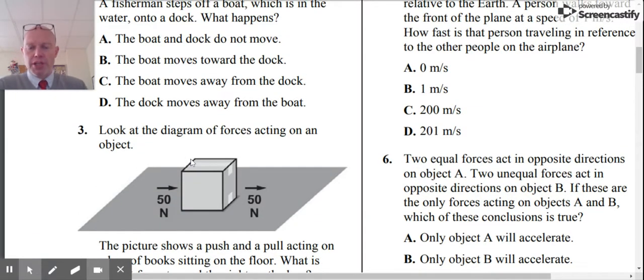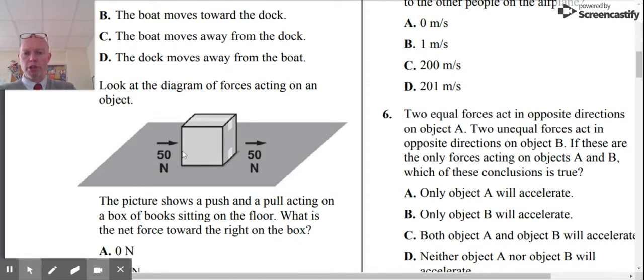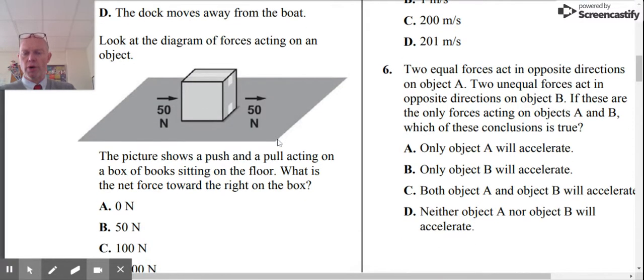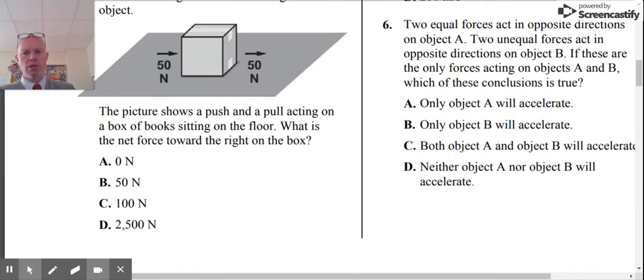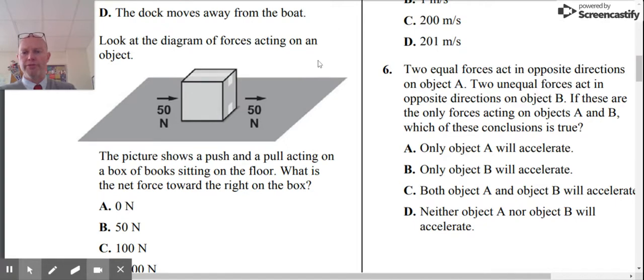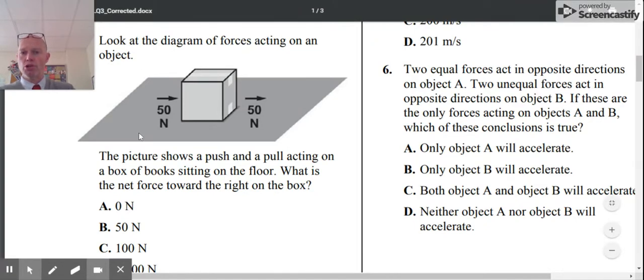Question 3. Look at the diagram of forces acting on the object. The picture shows a push force and a pull force. What is the net force toward the right on the box? Your question for yourself here is, should I add or subtract?